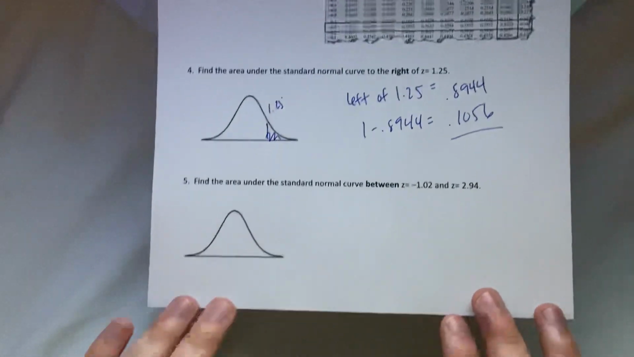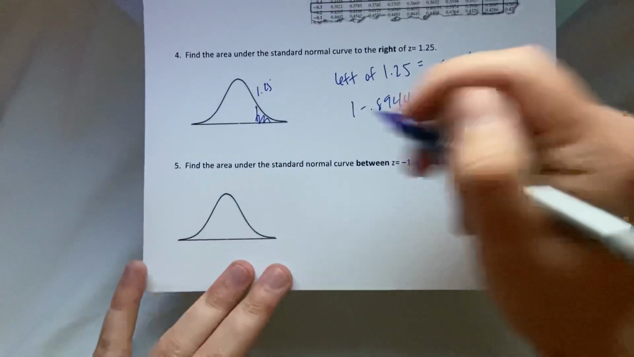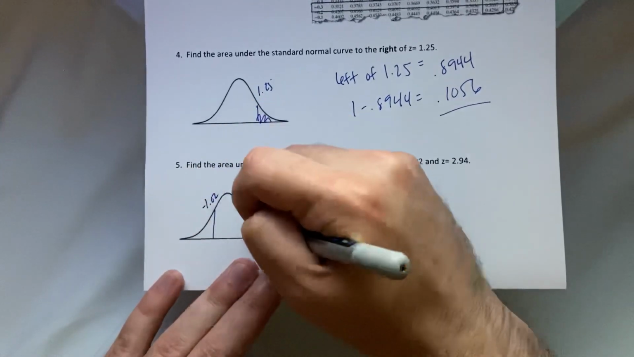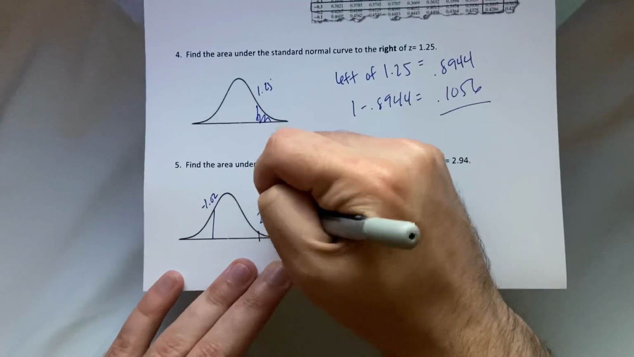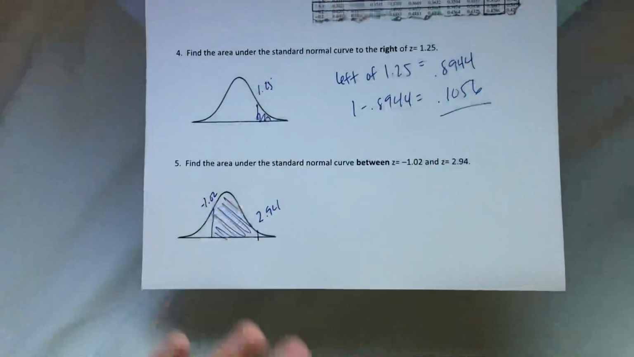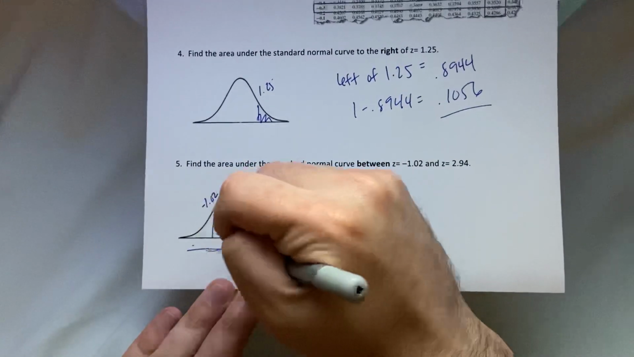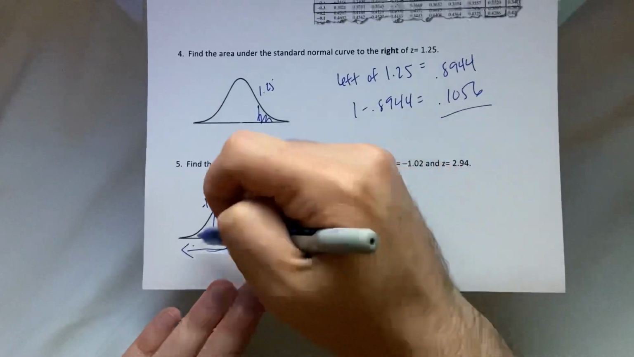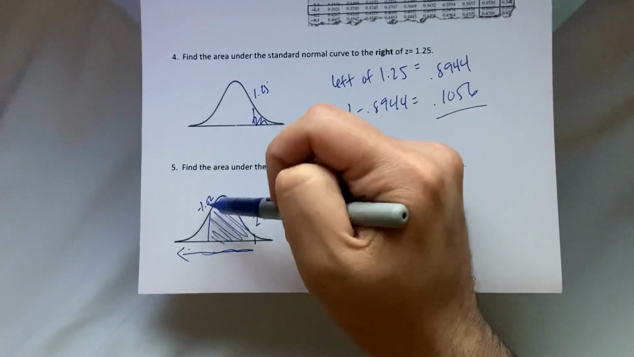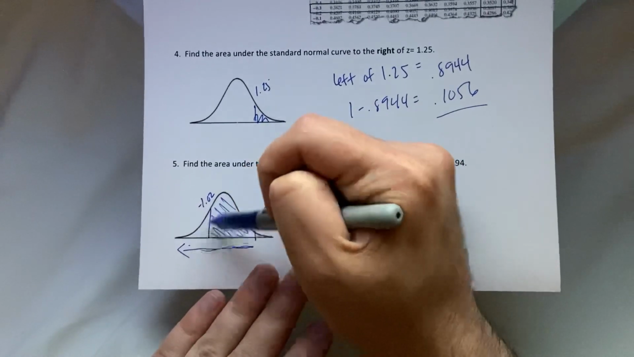Now, another thing we can do is find the area between. One thing to know, it says between negative 1.02 and 2.94. So here's negative 1.02. Here's 2.94. To find this area in the middle, I know my z-score tells me to the left. If I do to the left of 2.94, it gets all of this, including the middle, but also the left side. If I take the area to the left of negative 1.02, it gives me just the left side.